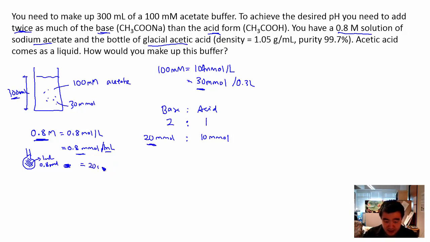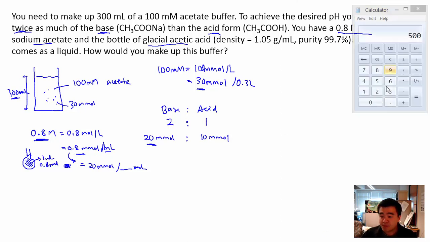Okay, so 20 millimoles is in how many milliliters? Okay, so to get from 0.8 to 20, let's work out how to do that. This will be 20 divided by 0.8. Okay, so we have to multiply 0.8 by 25 to get to 20, which means we multiply 1 by 25 to get to 25 milliliters. Okay, so from this stock, we actually need 25 milliliters in order to deliver for us 20 millimoles, which is what we need for our base.